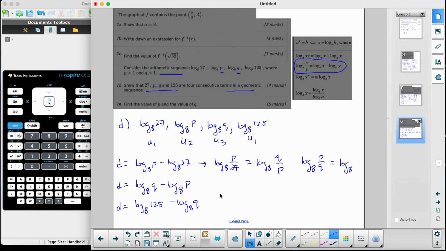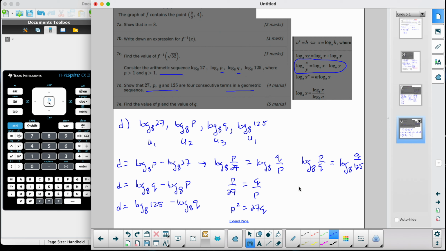And then Q over 125. Keep writing it as a 9, sorry. All right, so log base 8 of this is equal to log base 8 of this. So that means P over 27 is equal to Q over P, and that P squared is equal to 27Q. This is why it's worth 4 marks.